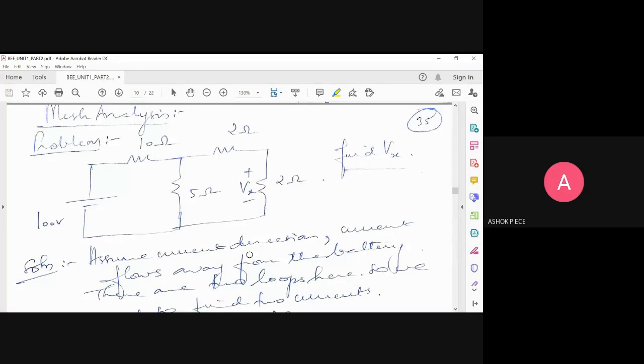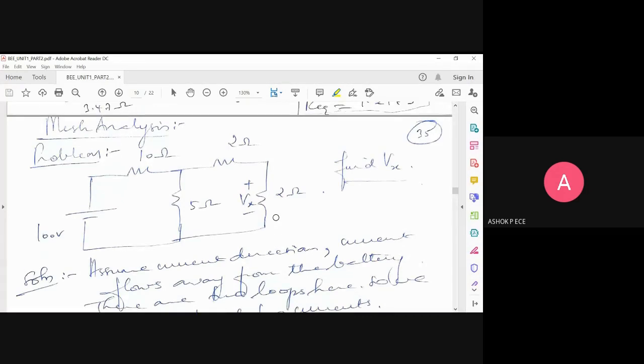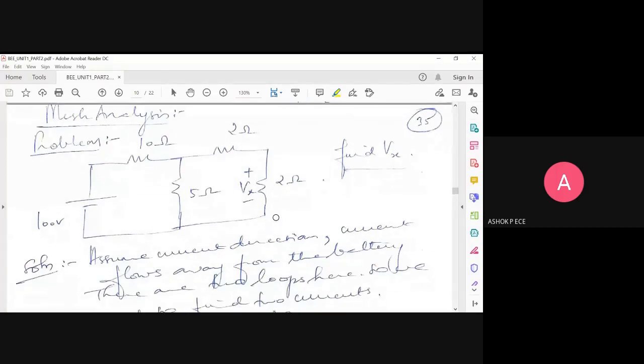Okay. So whatever we have seen till yesterday is all about network simplification. Now we are going to start with network analysis. The two types of analysis are, first one is mesh analysis, and second one is node analysis. These two analyses are prominent in our circuit theory.